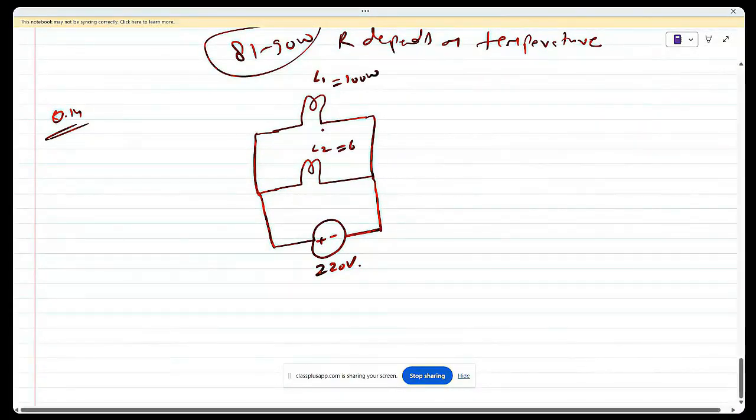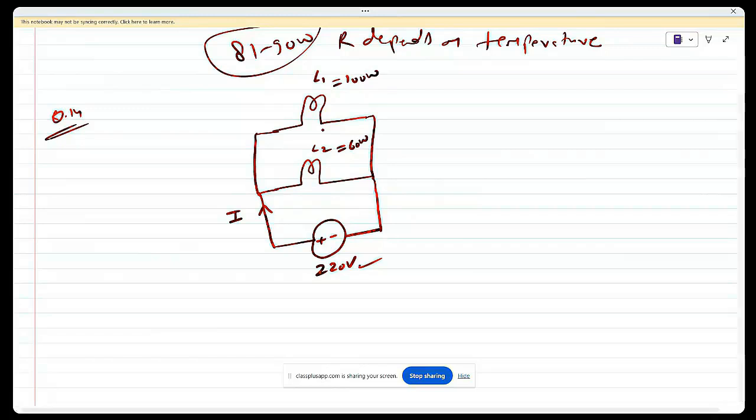This bulb is of 60 watt. If they are connected across a 220 volt supply, then what will be the current drawn from the supply? This is the supply current I. How can you find this supply current?